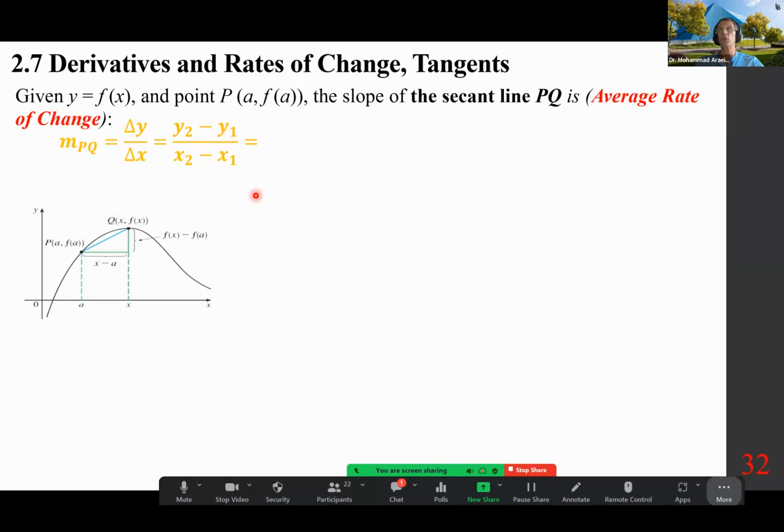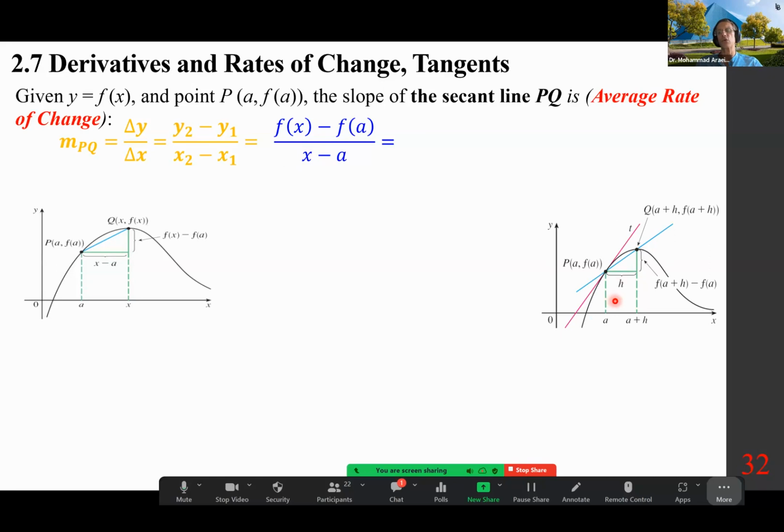And there are different ways of writing it. For example, the way it's given here, we would write f of x minus f of a over x minus a. And what I want you to notice, these two are identical. It's the same thing. Rise over run. Slope of a line. Elementary algebra, we know how to find it.